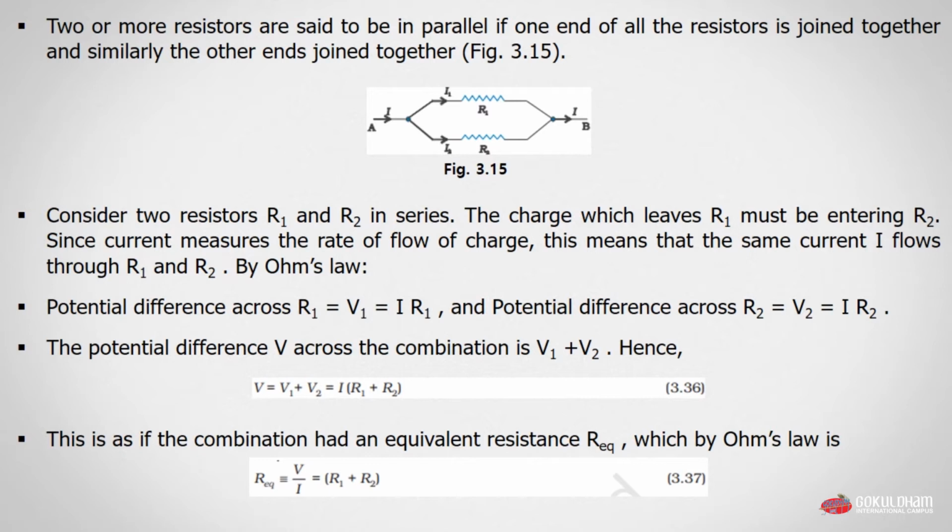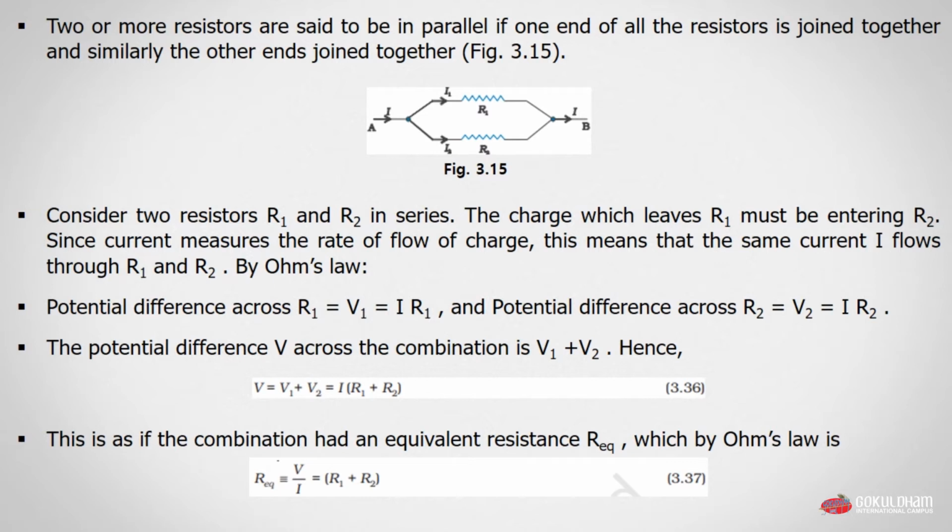Then if we take the combination of both the resistors, V1 plus V2 will be IR1 plus IR2, and as I is common in both of these, we can take I out and multiply with the whole R1 plus R2. So we'll get V equals I into R1 plus R2, which is our equation 3.36.